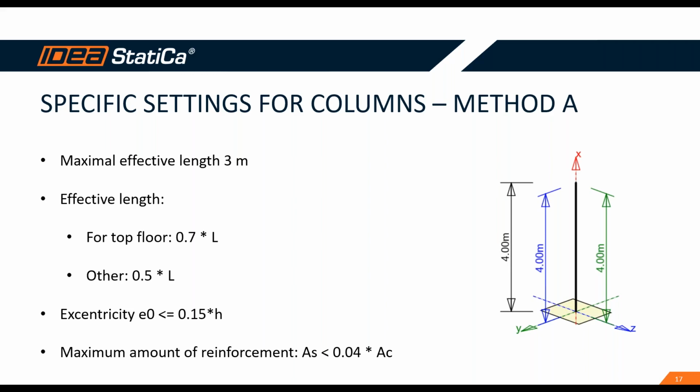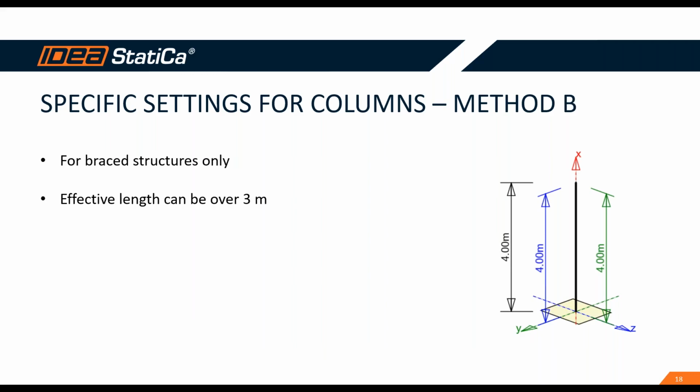The eccentricity E0 of the column must be lower or equal to 0.15 times the height of the cross-section. The maximum amount of reinforcement, AS, is also limited. It should be less than 4% of the whole area of the cross-section. The method B described in the code doesn't have such or so many restrictions, but it can be used only for braced structures, and the effective length of the column can be over 3 meters.